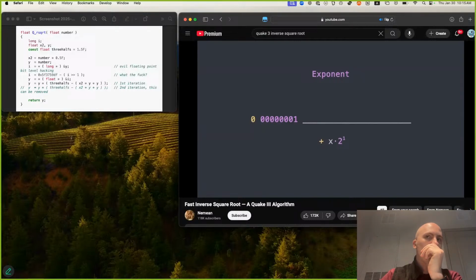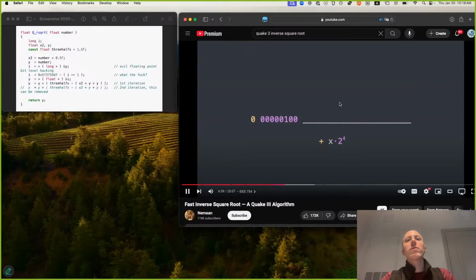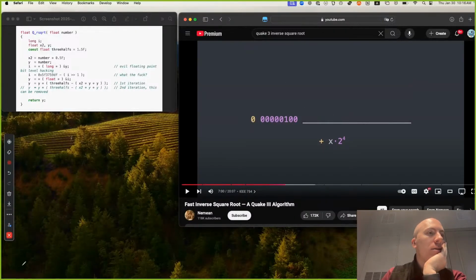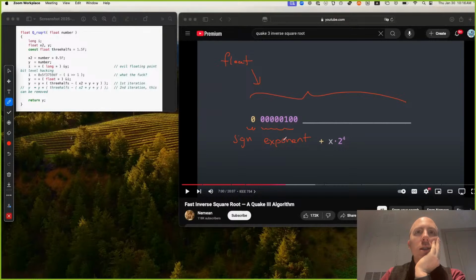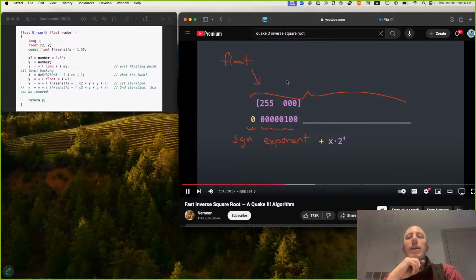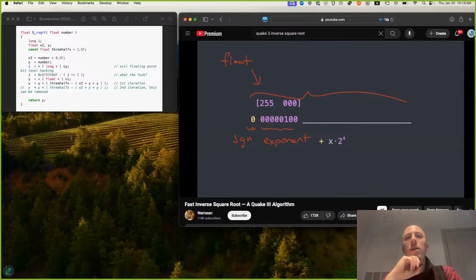Then, the next 8 bits define the exponent. That means 2 to the 1, 2 to the 2, 2 to the 3, 2 to the 4, and so on. With 8 bits, we can represent numbers between 0 and 255. It's good to solidify this in my mind: when I see a float, I think of this representation. It's 32 bits: the sign bit, the exponent, and then the third part.